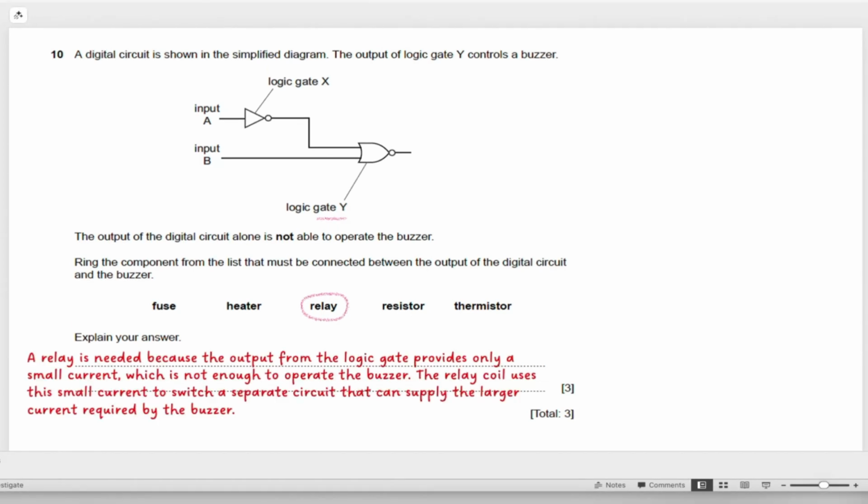A relay is needed because the output from the logic gate provides only a small current, which is not enough to operate the buzzer. The relay coil uses the small current to switch a separate circuit that can supply the larger current required by the buzzer.